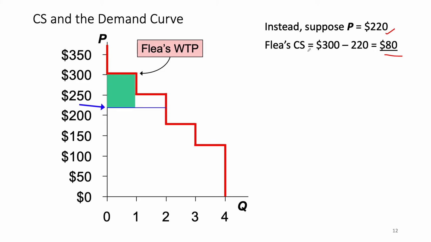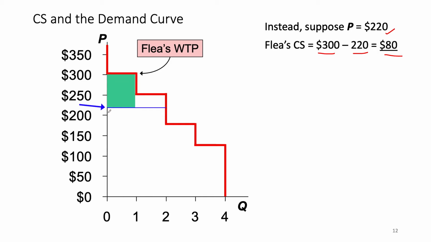Flea's consumer surplus is the difference between his willingness to pay and the actual price that he pays. So the difference here is 300 minus 220, so $80. Earlier, the consumer surplus was $40 when the price was 260, but now the consumer surplus is $80 because the price has gone down. So that's this part of this rectangle.